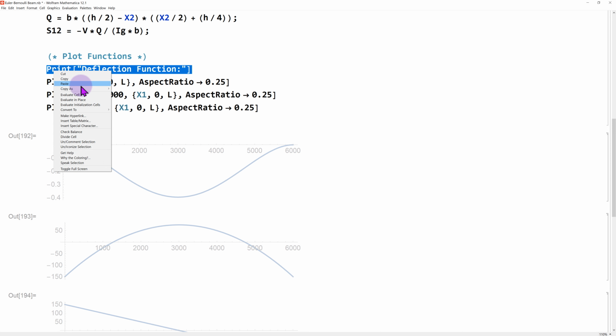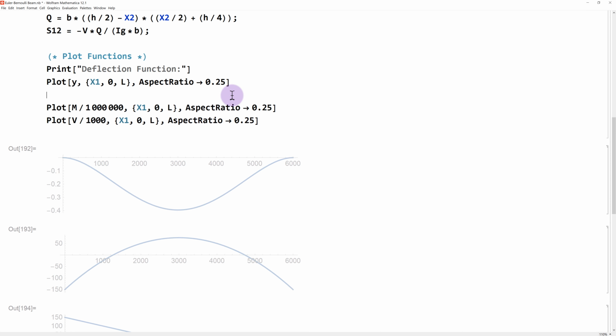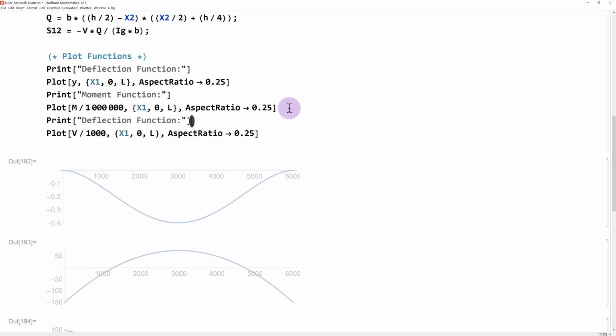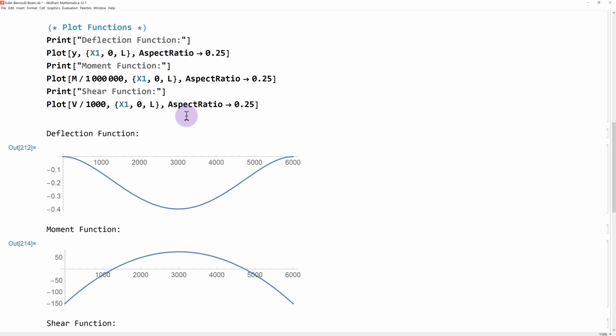I'm going to just copy this to save us a little bit of time here. Go enter and then Control V. I forgot what paste was for a second. The second one we know is our moment function. And then finally, the third one is our shear function. So I'm just going to go shear. If I were to run this now, we have a little indicator saying what exactly each one of these is.